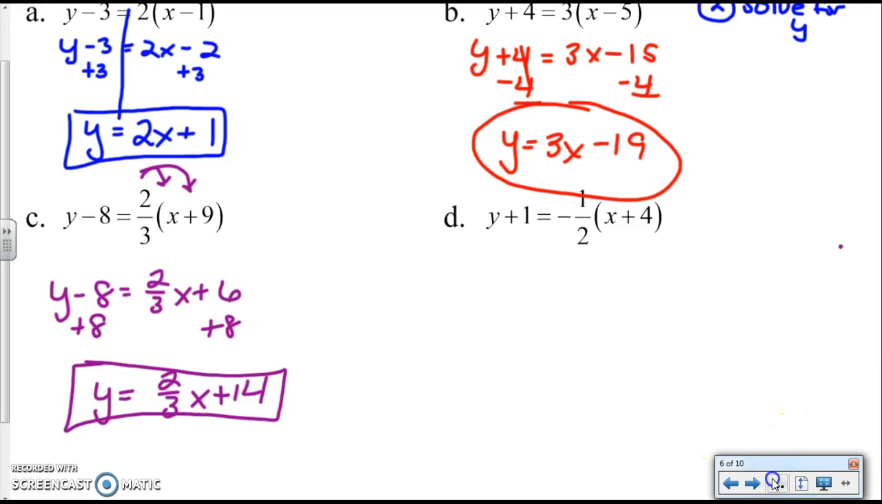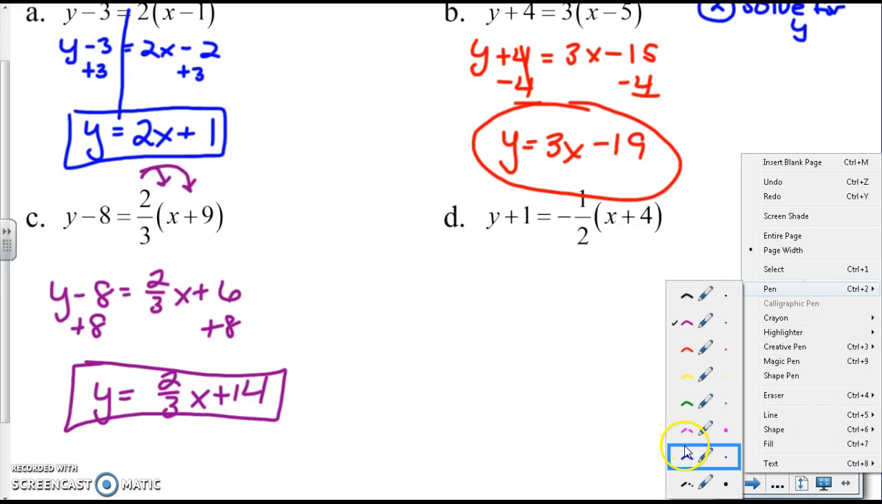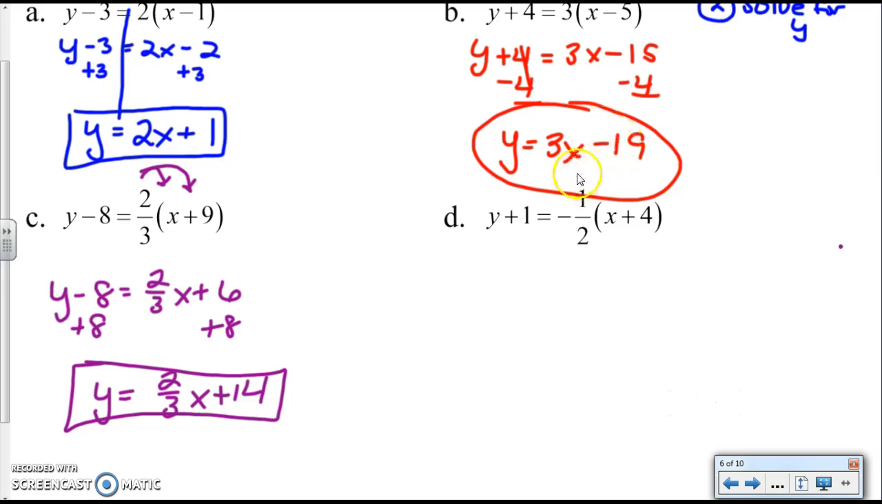Okay, last one. Distribute, so negative 1/2 times x and negative 1/2 times 4. A negative times a positive is a negative. Most common mistake here is with their sign. And then 1/2 of 4 is 2.